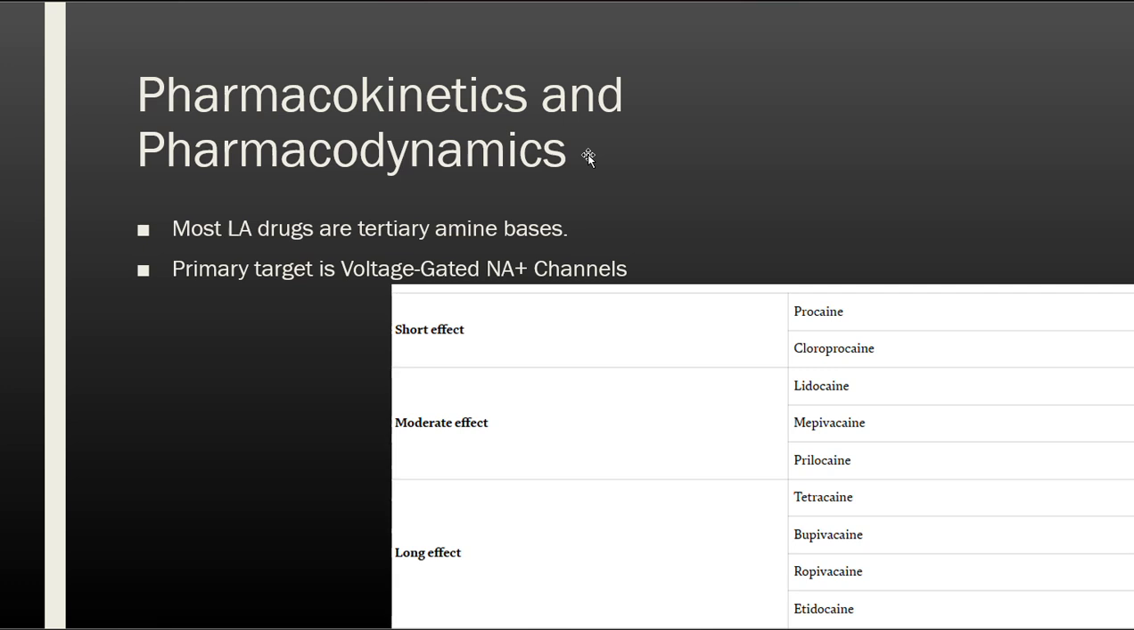These will be of short effect because the blood will come and break them down. They found only that cocaine is the best one of those because it has a vasoconstrictor effect with it without the need of addition of a vasoconstrictor. So it can have a longer duration than others. Moderate effect like lidocaine, mepivacaine, prilocaine. Long effect like tetracaine, bupivacaine, and etidocaine.